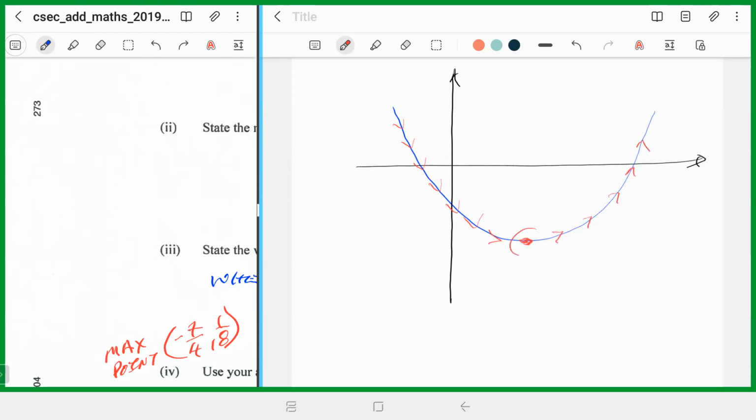That is why this is your minimum y value. Over here, your y values are decreasing. Pure math students will get familiar with those terminologies. The function is decreasing over here. The y values are going down. The graph has a negative gradient.